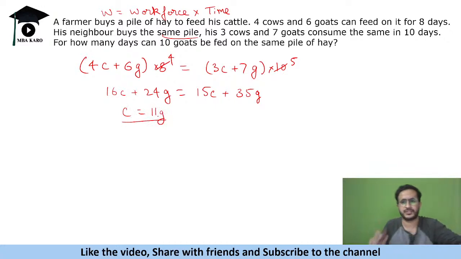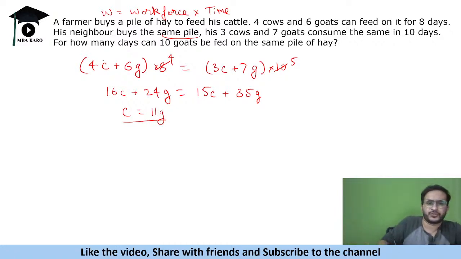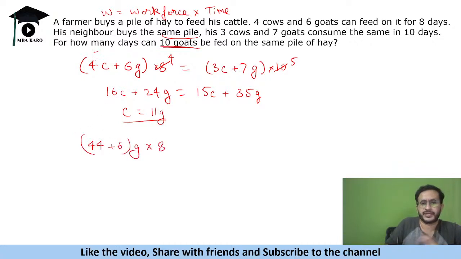Okay, so we know this relationship. Now put in any one of those. Any one of the equations will satisfy this. Okay, so if we put in cow is equal to 11 goats, because we have to find it for goats, that is why we are converting cows to goats. So that means 44 plus 6, 50 goats, into 8.